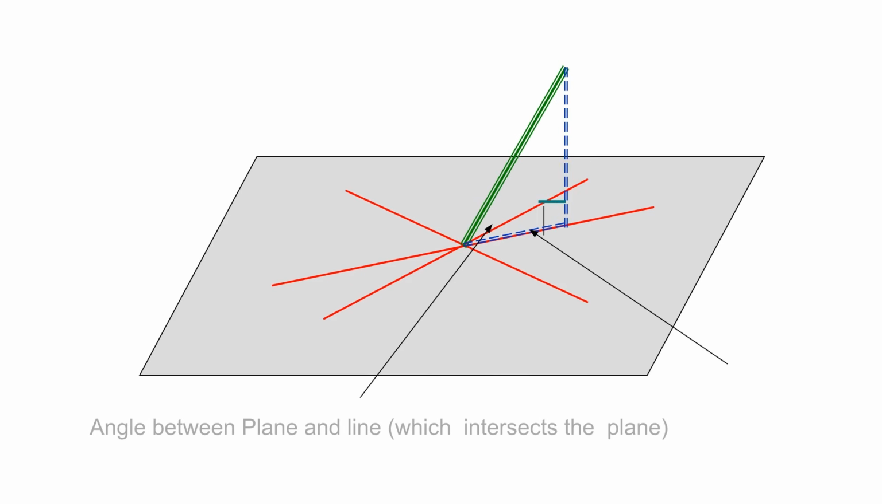This diagram illustrates the angle between a plane and a line that intersects the plane. It also highlights the projection of a line onto a surface. Here we see a prism, specifically showing the angle between the base and the longest diagonal. This diagram further illustrates the angle between the base and the longest diagonal of the figure.